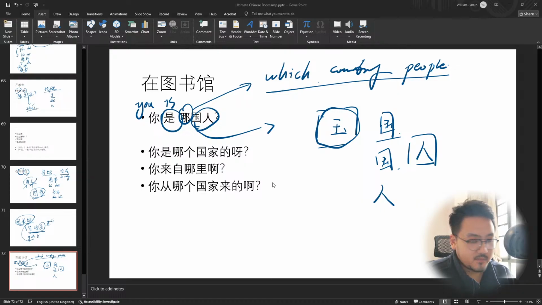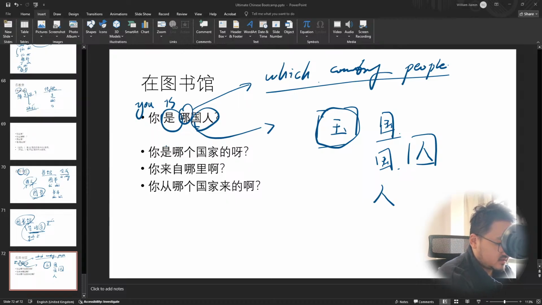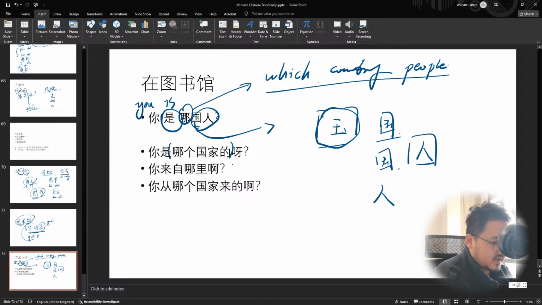Okay, and so 你来自哪里？你是哪个国家的呀？你是哪个国家的呀？This is a more natural way. 你是哪个国家的呀？That's like 哪个国家的人呀？Something like that. Okay. 你来自哪里？Where are you from? 来自 is like from. So 你来自哪里呀？Where are you from? So that literally also means 你从哪个国家来？You from which country you come?